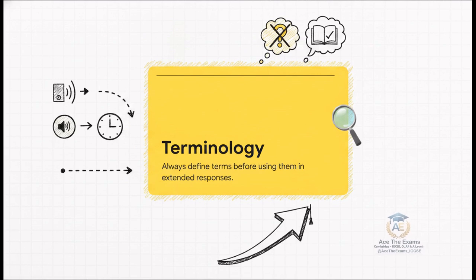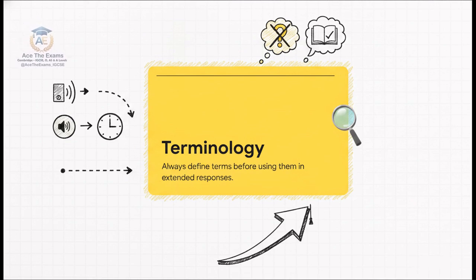Listen to me on this, you must always define your technical terms before using them in extended responses. It is a non-negotiable first step. If the question involves an ultrasonic sensor, start by defining it clearly as a device that measures distance by emitting high-frequency sound waves and calculating the time it takes for the echoes to return. Establishing that precise definition proves to the examiner immediately that you know your core principles, setting the tone for a high-scoring answer.